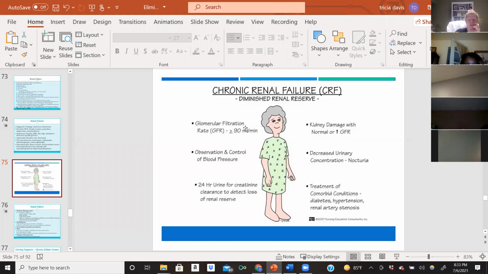The glomerular filtration rate, as you get further and further into this chronic renal failure through the stages, that number is going to get lower and lower. You want to have an increased GFR with no kidney damage. You're going to want to watch the blood pressures, like we said, maybe that 24-hour urine, and then definitely treat those other issues: the diabetes, renal artery stenosis, and hypertension.